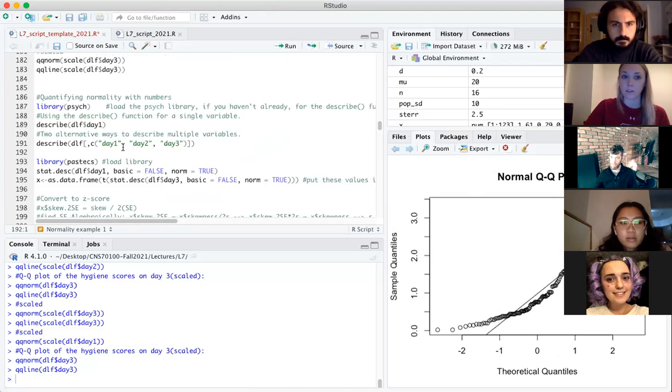I had a quick question. Go ahead. So when the points adhere to the line, that just means that the residuals are more normally distributed, as opposed to if they were off of the line? Yes, because the line is telling us how we would expect them to fall if they were normally distributed. Okay, cool. I just wanted to make sure. Thank you.